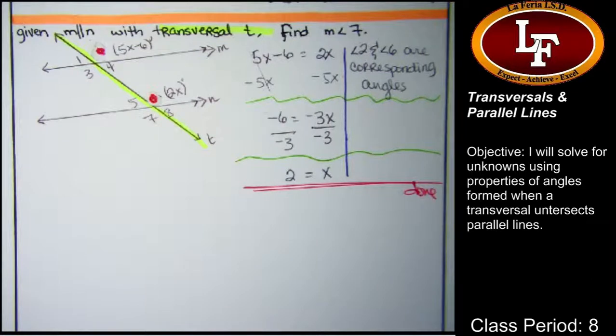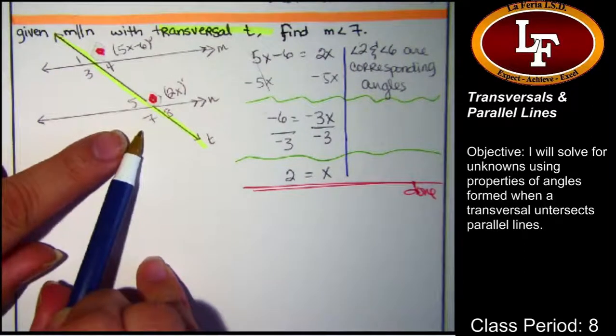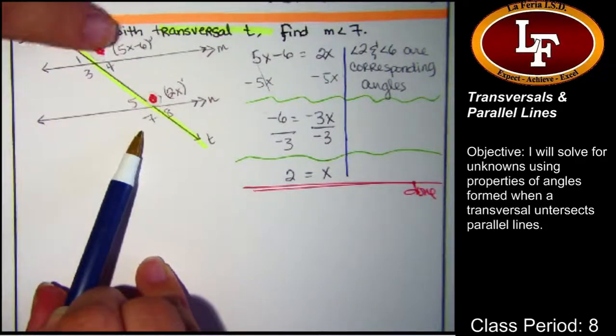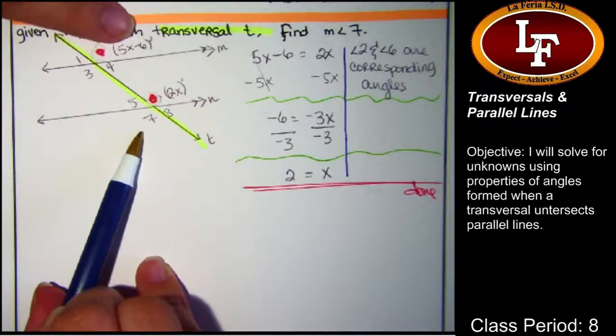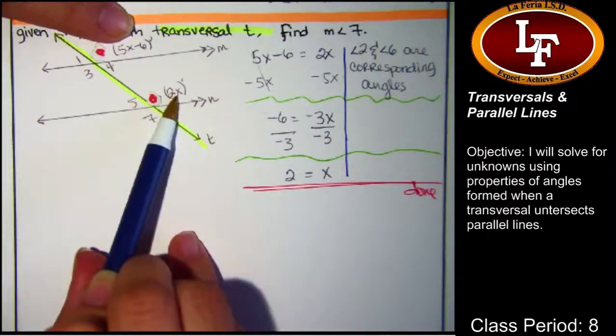Given M line parallel N with transversal T, find the measure of angle 7. Okay. So we were trying to find the measure of angle 7. Have we done it? Yes. No. No, we just found the measure of x. Oh. But what was the measure of angle 7? 5 times 2 minus 6. The same as angle 2. So the same as this? Yes. Which was the same as this?